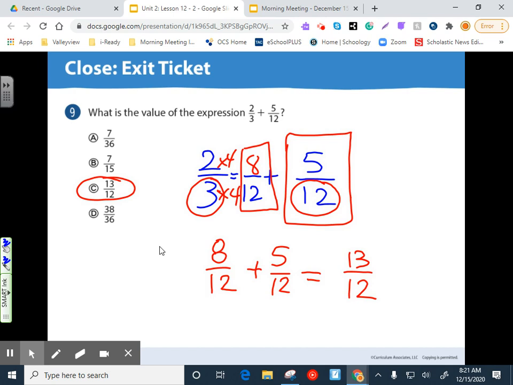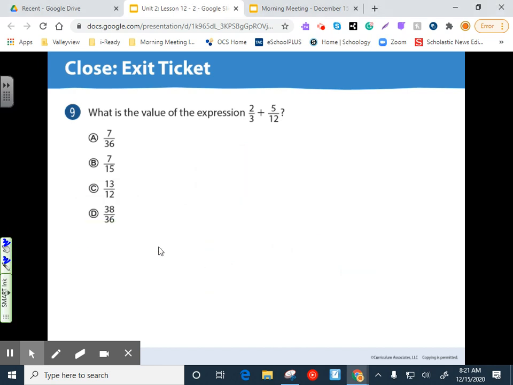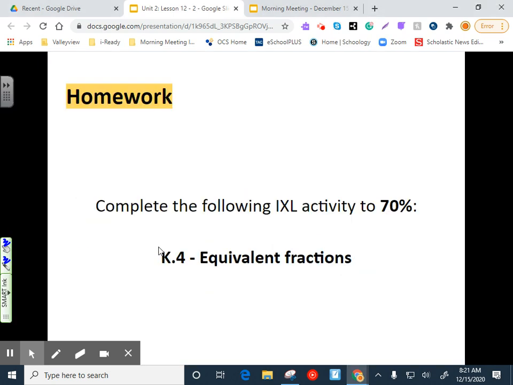All right. Let's look at, you guessed it, our IXL today will be equivalent fractions. That'll be K4, so we'll skip K2 and K3. You can go to IXL activity to 70%, which is your bronze medal, and then you should be done. I'll be sticking around to help you on that if you need any help after you get started.